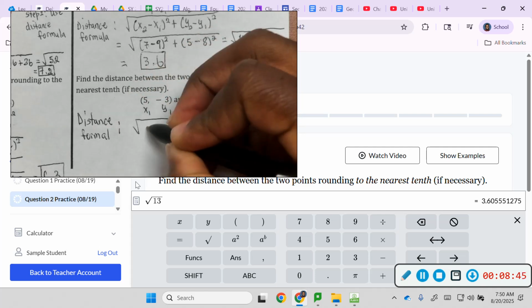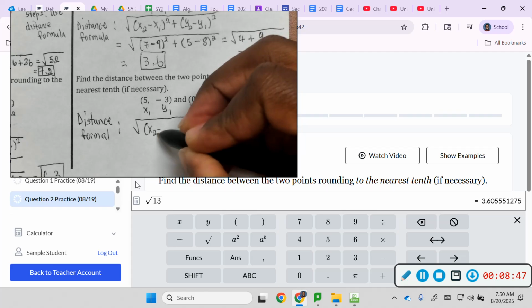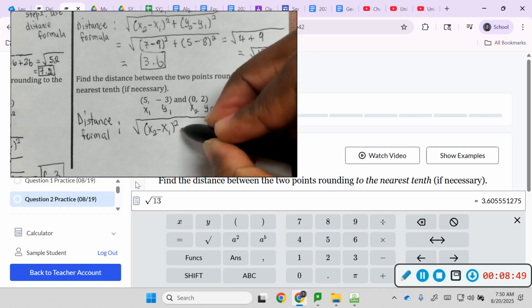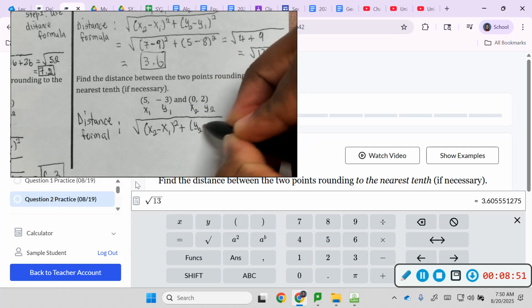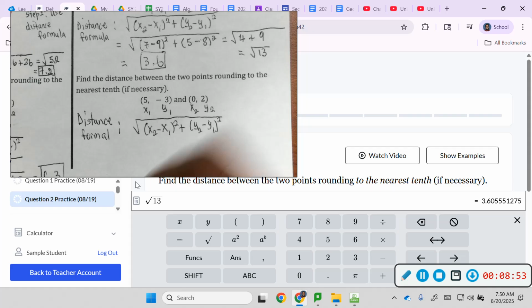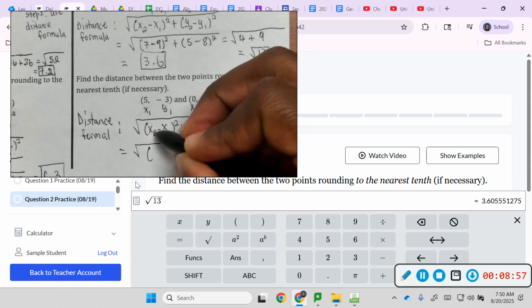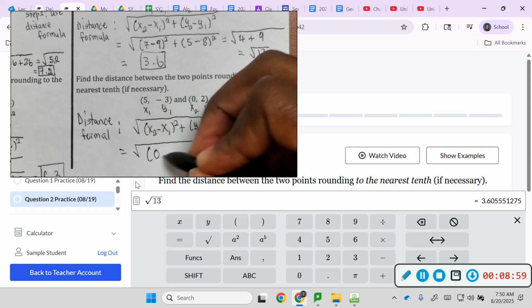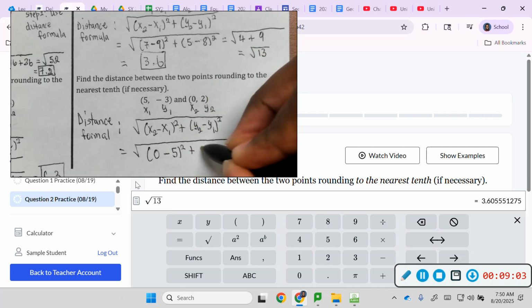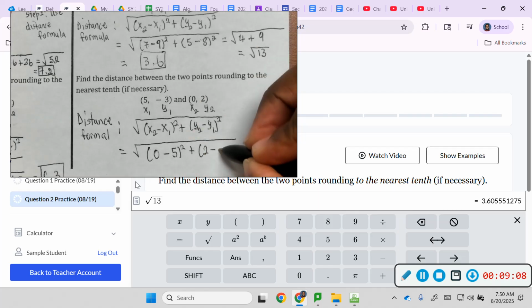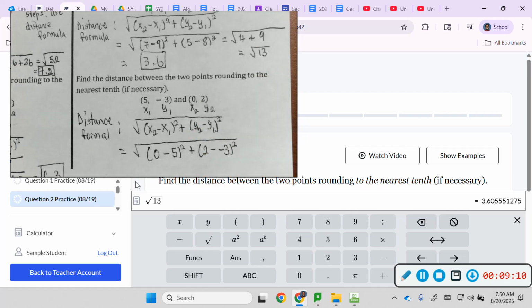So square root of x2 minus x1 squared plus y2 minus y1 squared. So now I'm going to plug in the numbers. So my x2 is 0 minus my x1, which is 5 squared, plus my y2, which is 2, minus my y1, which is negative 3 squared. So again, you're just going to put this in the calculator just as is.